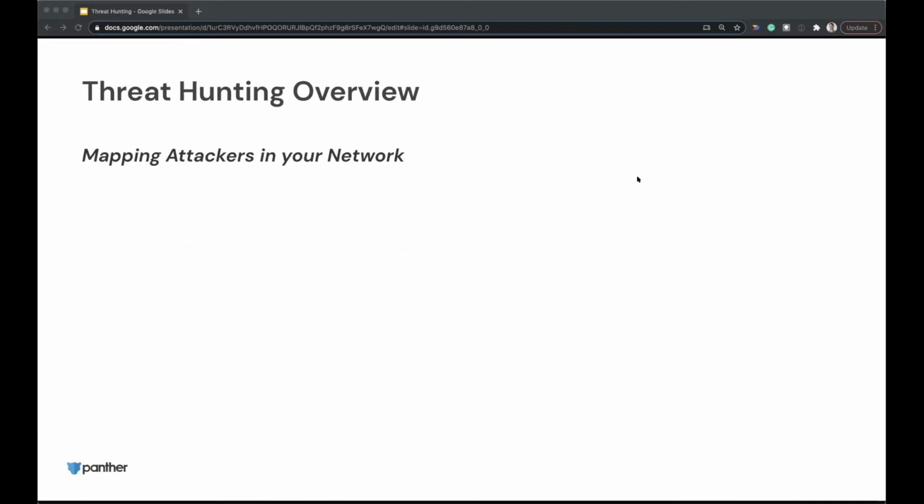We're talking about threat hunting, which is kind of a buzzwordy security term, but really what it means is mapping attackers within your quote unquote network. Obviously, networks aren't really as they were in the past, where we had a firewalled set of infrastructure in a data center somewhere. This has been distributed all over the cloud now.